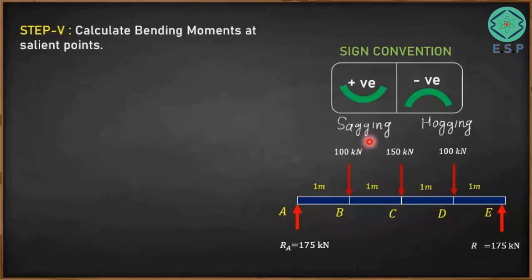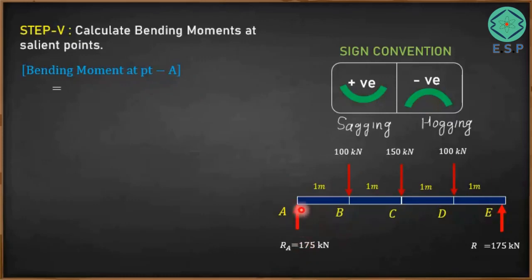So please remember, wherever your beam bends like this, the bending moment is called positive bending moment, and if your beam bends like this, the bending moment is called negative bending moment. So we shall start with the calculation of bending moments at salient points. First of all, I will take point A. We would like to calculate the bending moment at point A.